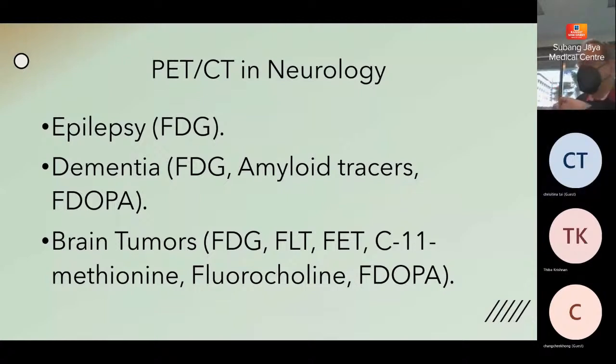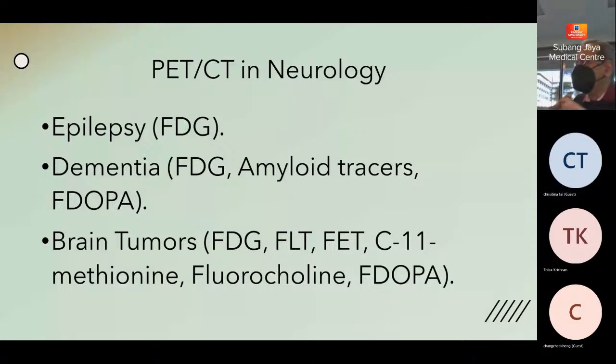Used in those patients with intractable epilepsies, when you want to try to localize the site where you want to do surgery, we can utilize FDG for this purpose. In dementia, right now, the only thing we can offer here is FDG. We're hoping to get some amyloid tracers in the future.